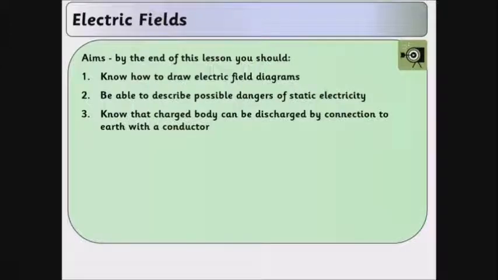Okay, this is the lesson on electric fields. Last lesson you should have looked at electric or static charge and some of the uses of static electricity. Today we're just going to look at what is an electric field. This ties into our work on magnetism later in the course, and we're going to look at the dangers of static electricity and talk about the idea of charging and discharging.